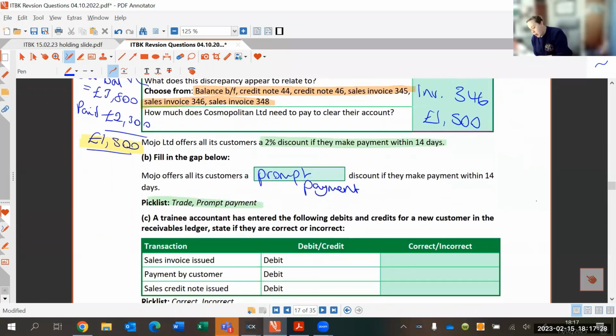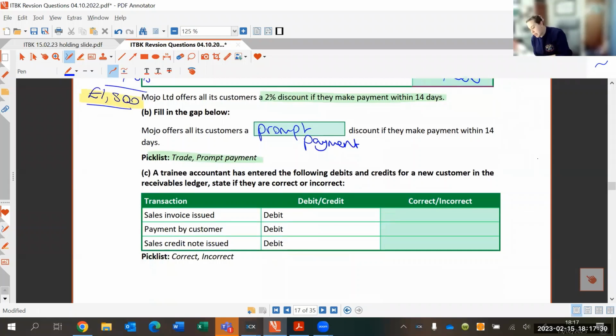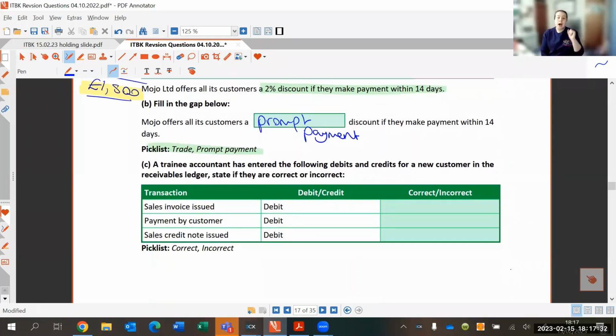Right, now this next question is quite an interesting one because it tests whether you know what goes where on the receivables ledger control account. You might also know it's the sales ledger control account. The terminology changes quite a bit. So the trainee accountant has entered the following debits and credits for a new customer in the receivables ledger. State if they are correct or incorrect.